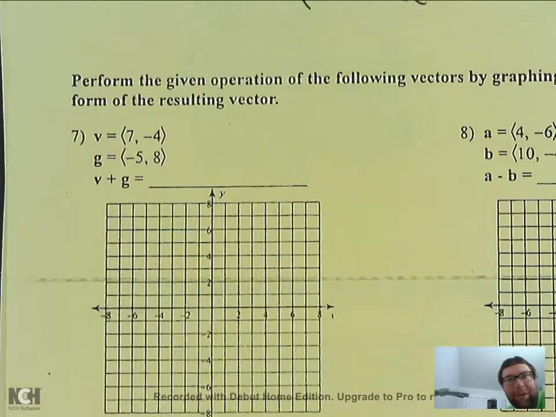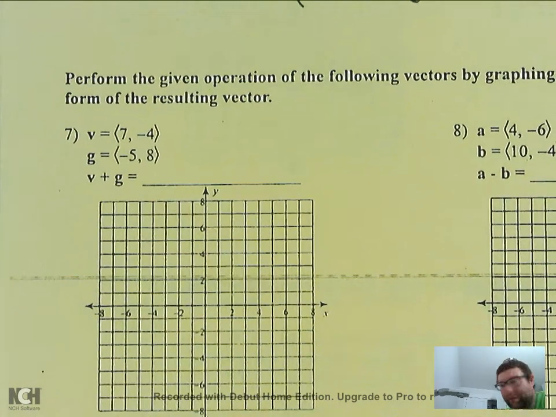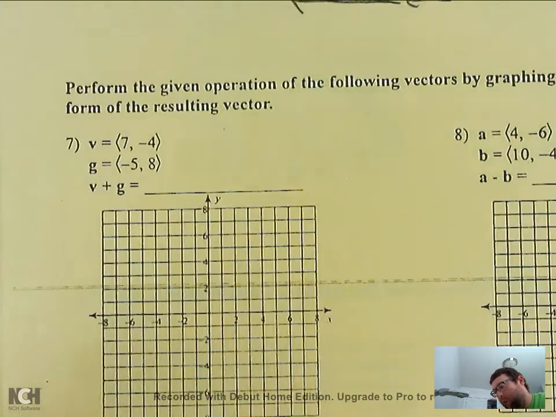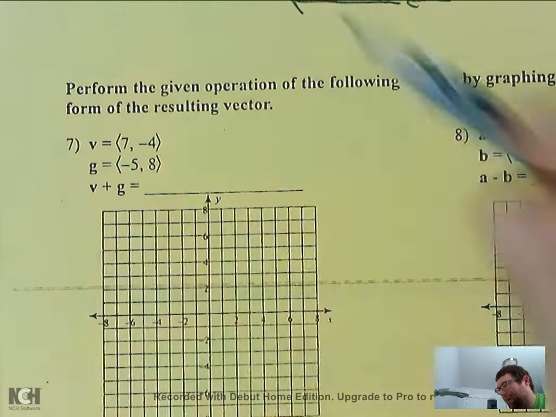Given the operations, add the following vectors by graphing and find the resultant vector. So this is the one where we're adding vectors by graphing. Again, you can do this mathematically if you want. At the very least, you should check your answers mathematically.